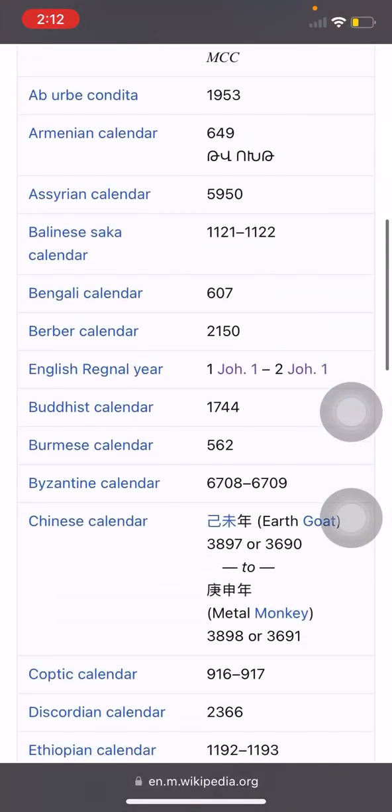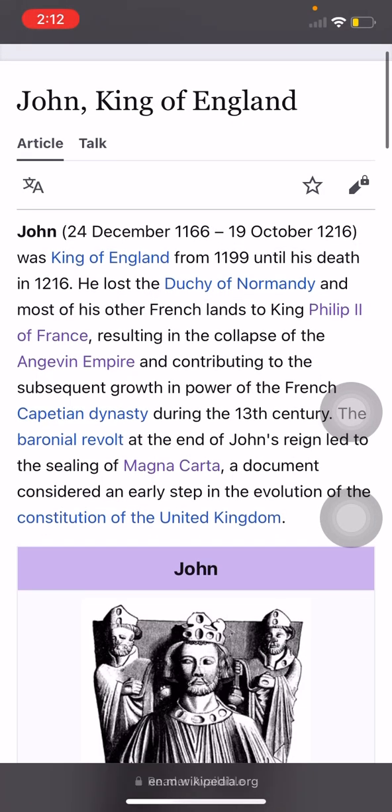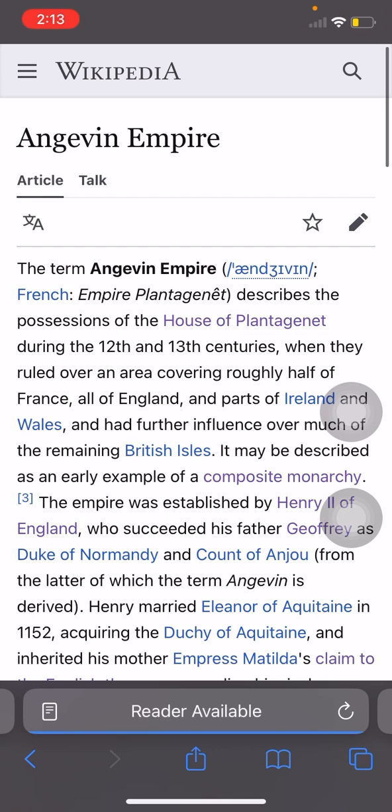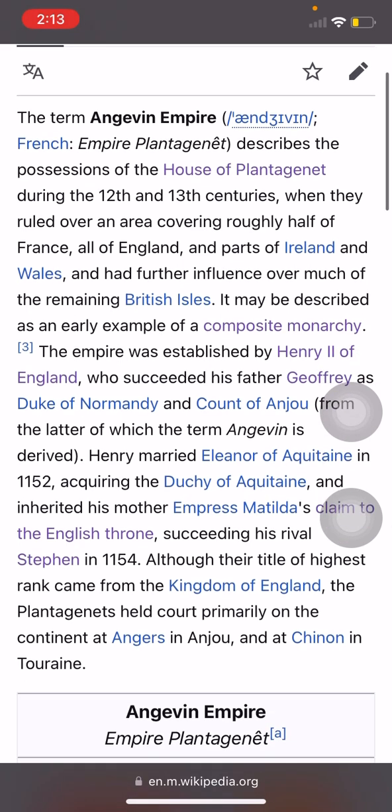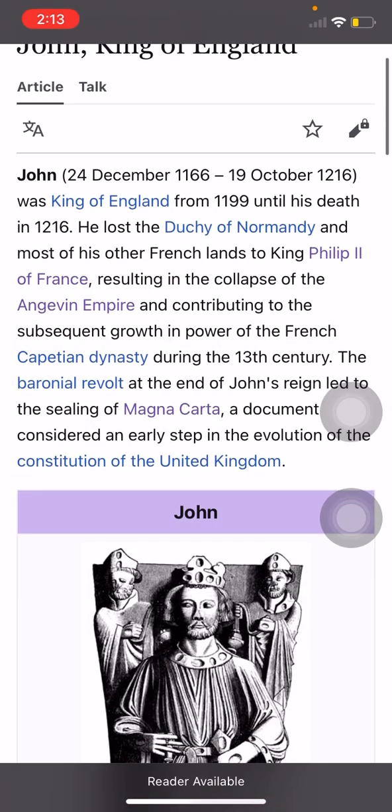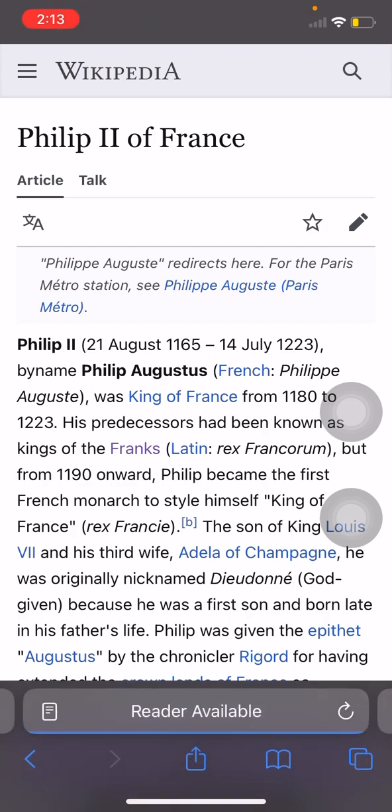1200, let's see. King John of England was King of England from 1199 until his death in 1216. He lost the Duchy of Normandy and most of his other French lands to King Philip II of France, resulting in the collapse of the Angevin Empire. Let's click on Angevin Empire real quick. In the 13th century, they ruled over an area covering roughly half of France, all of England, and parts of Ireland and Wales.